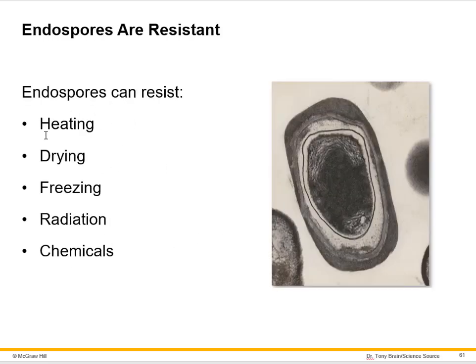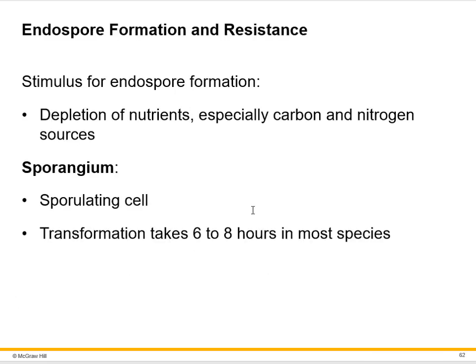So they can resist a lot of conditions like heating, drying, freezing, radiation, chemicals. The radiation and chemicals can't get through the spore coat, and heating and drying are not going to affect them because of that spore coat. So the stimulus is a lot of times depletion of nutrients, especially lack of carbon and nitrogen. And it takes about 6 to 8 hours for most species to form a spore.